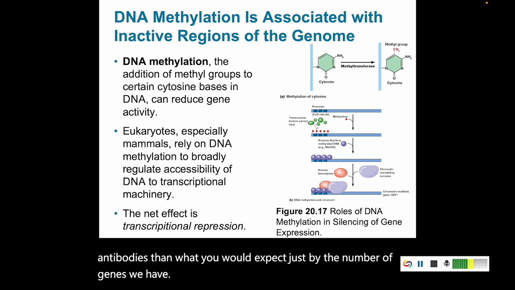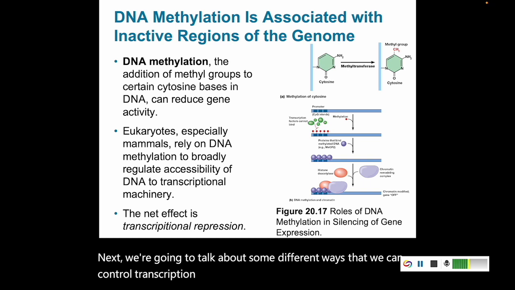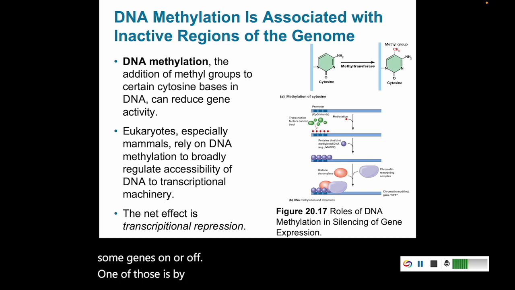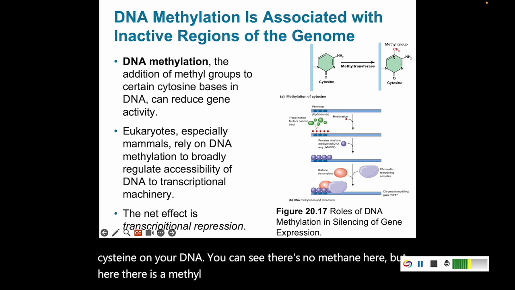Next, we're going to talk about some different ways that we can control transcription. So taking our actual genome and turning some genes on or off. One of those is by DNA methylation. So here's an example of a cytosine on your DNA. You can see there's no methyl group here, but here there is a methyl group. That methyl group, that is what methylation is.